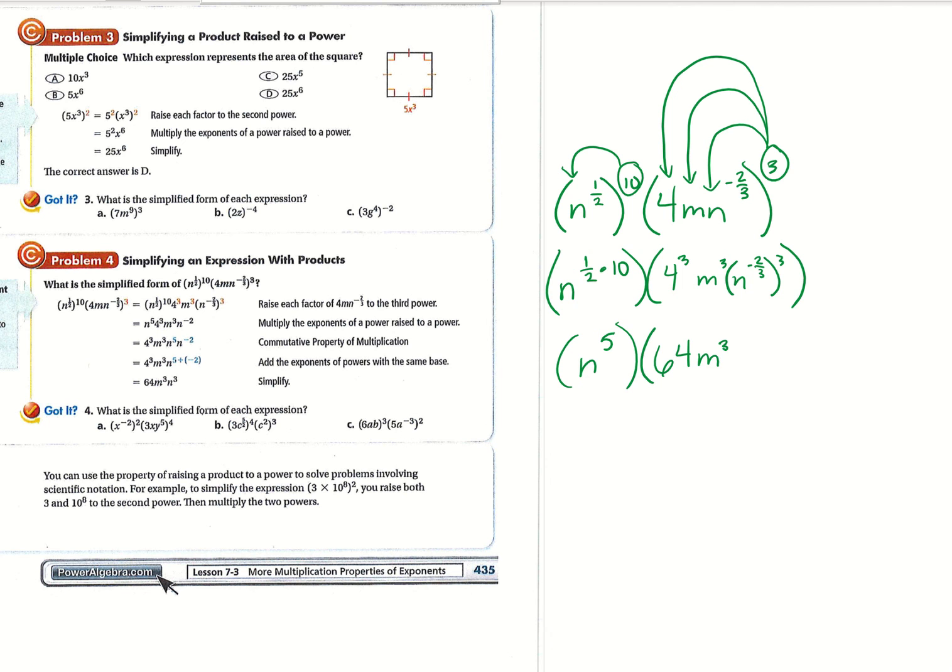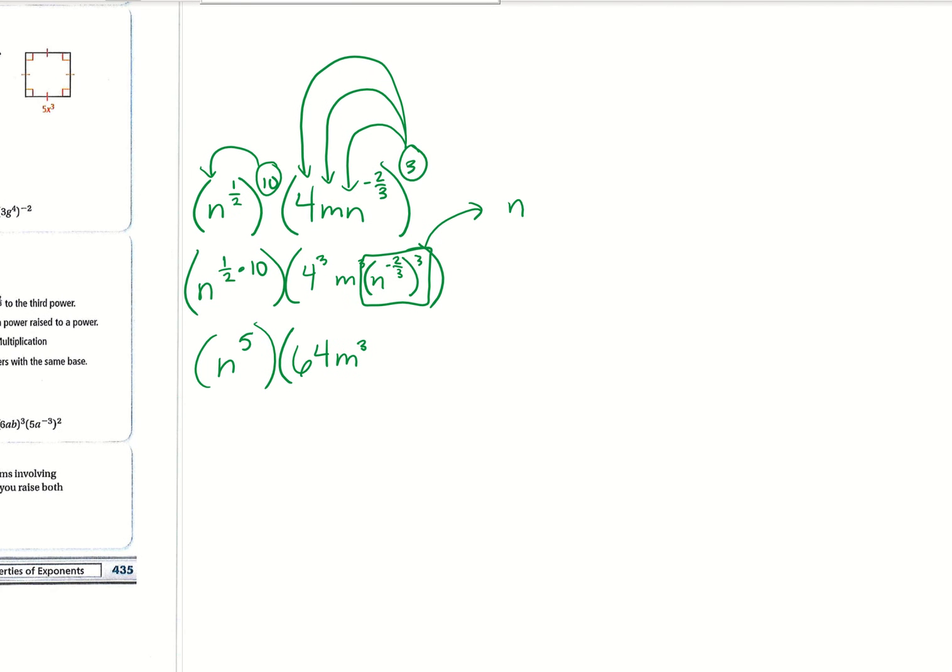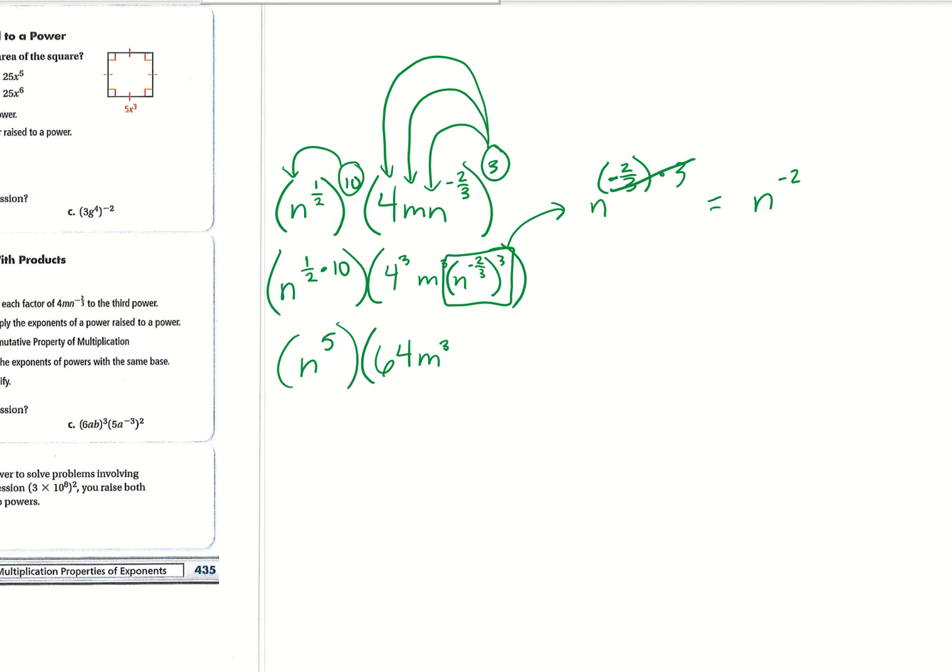And then this n part, I'm going to go ahead and pull it out really quickly just to make it a little bit cleaner and easier to tell what we're doing. So I have n to the -2/3 times the 3rd power, which will give us n to the -2nd power, right? Because these two 3's will cancel. All right, so now I can go ahead and plug that back in.